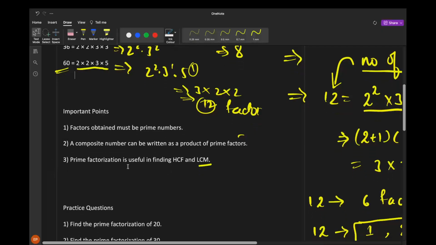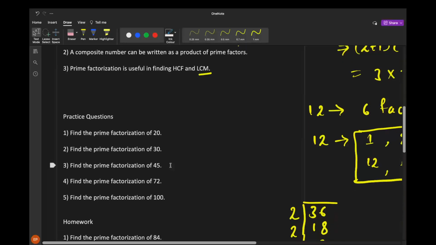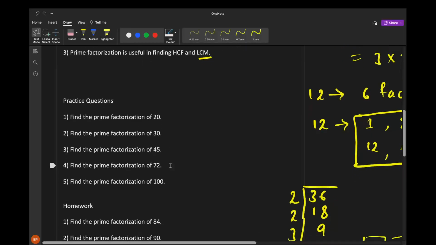Here are some points. Factors obtained must be prime numbers. These are prime numbers only, right? And a composite number can be written as a product of prime numbers. Yes, it's true. This is a composite number, right? It can be written in the form of prime factorization. Prime factorization is useful in finding HCF and LCM. Yes, it is useful in finding HCF and LCM.